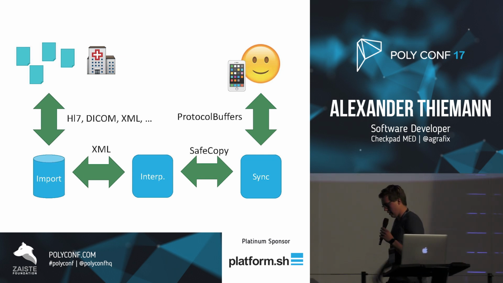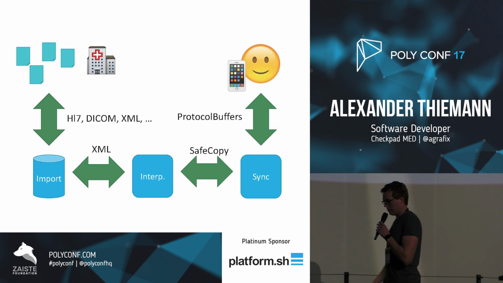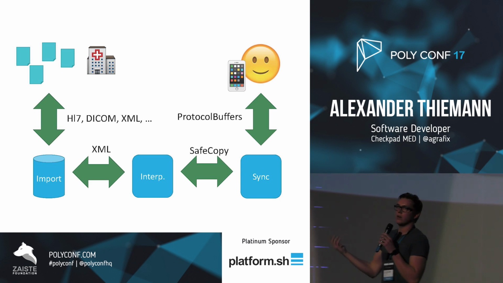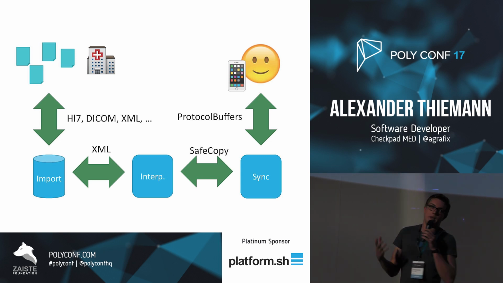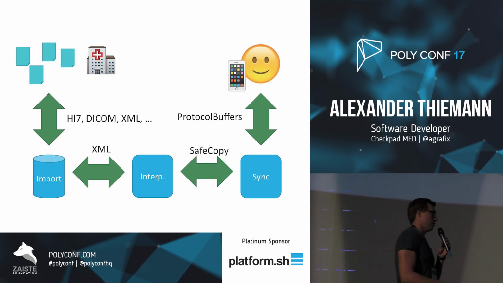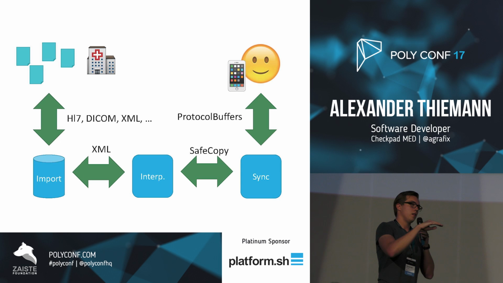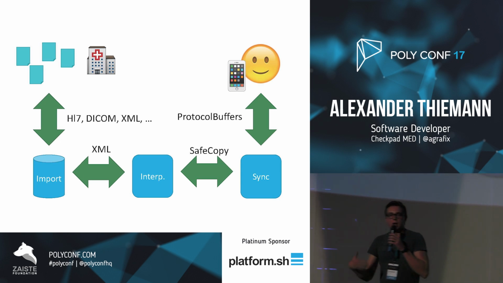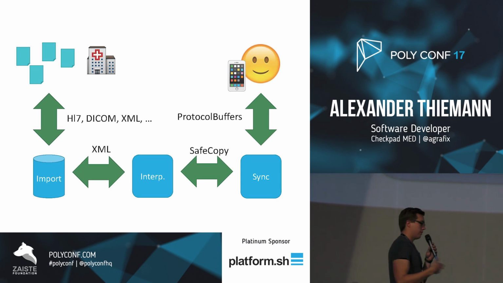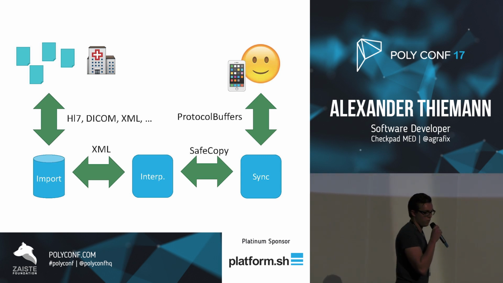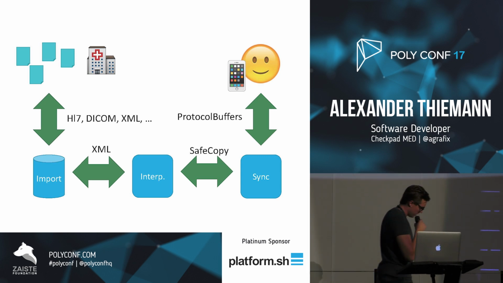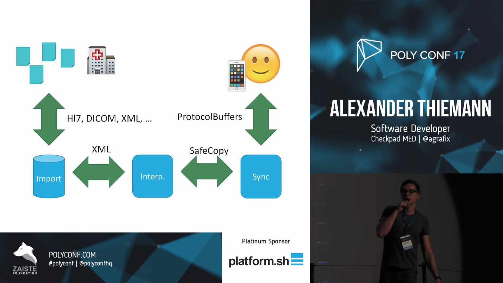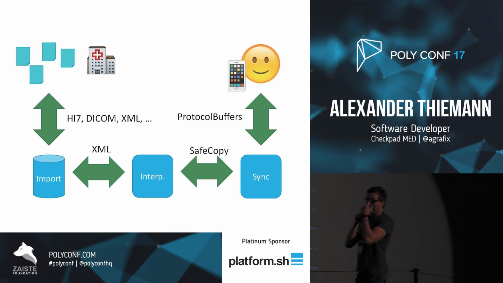So the next step is we interpret this data, right? Because you have a generic notion of a patient or of a lab report, but every hospital wants it to be displayed in a different way, right? Some want that if your lab value is abnormal, it is red, others want it to be blue, and stuff like that. So we do the logic interpretation of the data. And then we write the result again into a format called safe copy. That's Haskell specific, known from a Haskell library.